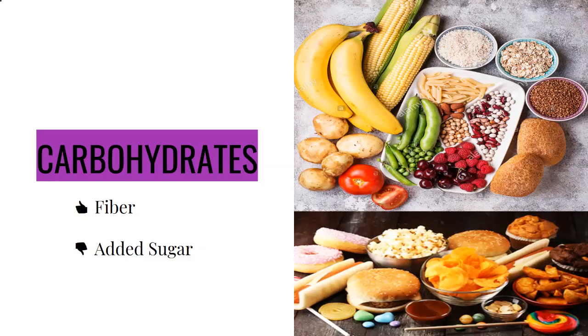If we compare the two pictures on the screen here, the top picture has high fiber, low sugar carbohydrates. We see on there some fruit and some vegetables like corn and potatoes and peas, but then we also have dried beans, oatmeal, rice, bread. All of those are great sources of healthy carbohydrates. And then in the bottom picture, those carbohydrate sources have a lot of sugar added to them or a lot of the saturated fats like we previously discussed.